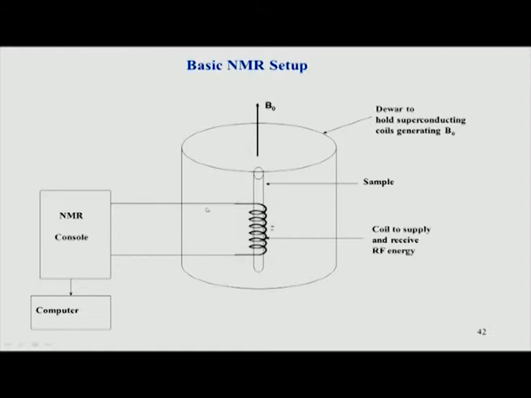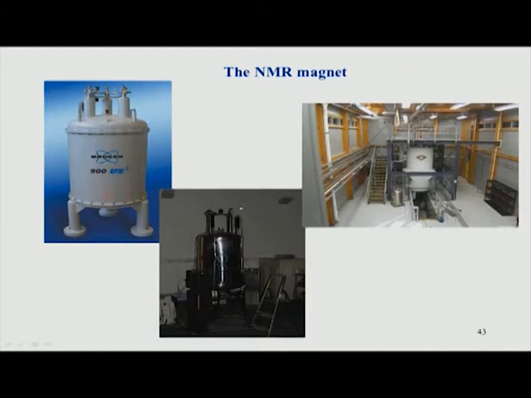So, let us look more closely at what the interior of a magnet looks like. These are some pictures of modern day NMR systems. There are different types. You can see there are very huge ones, tall magnets, typically about 12 to 15 feet in the case of high field. The numbers here denote the megahertz.